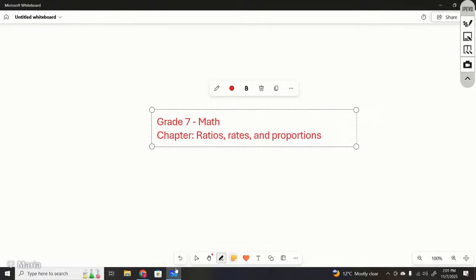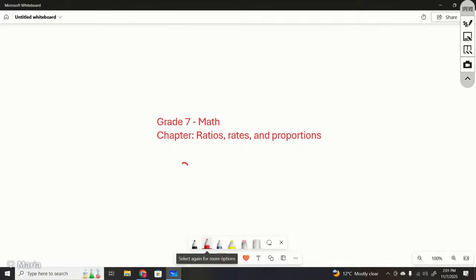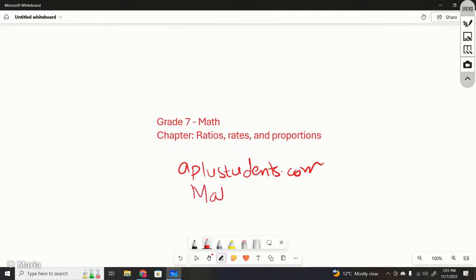You can find all the lessons on aplusstudents.com. You have to log in there using your email and password as provided by the administrator. Then you have to select math from the subject tab. Scroll down to grade 7 math and then click on view all lessons. There you can find the list of the chapters. We're going to start with the chapter ratios, rates and proportions.